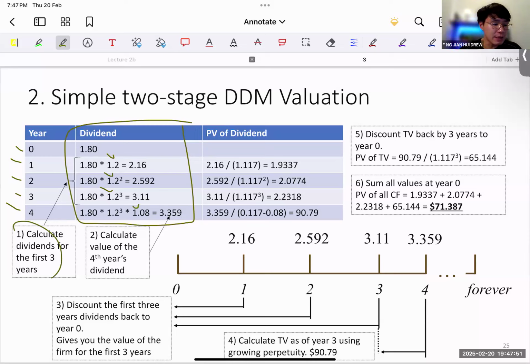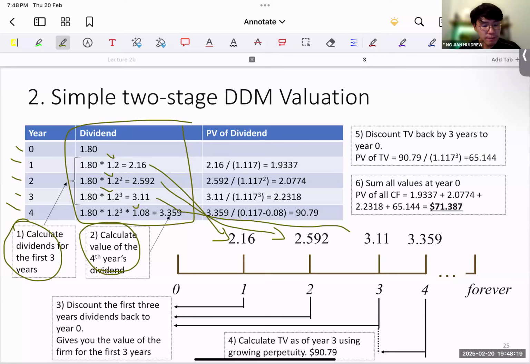So step 1, calculate the dividends for the first 3 years. Step 2, calculate the value of the dividend for year 4, right? Now let's plug in the values in the timeline. Like I mentioned, the timeline is usually the best way to see the figures. So the first year, 2.16, second year, 2.529, third year, 3.11, and the fourth year is 3.359.